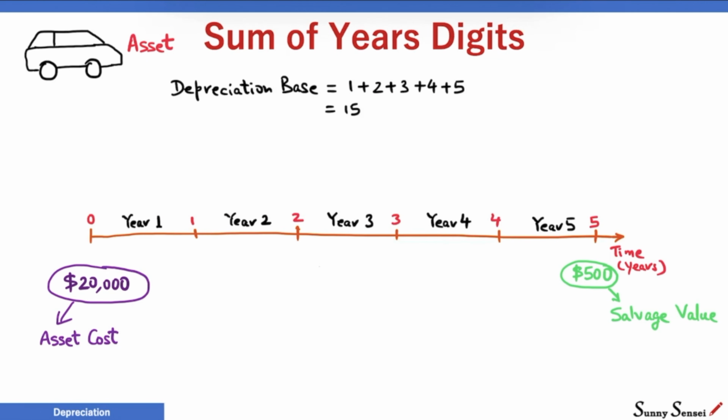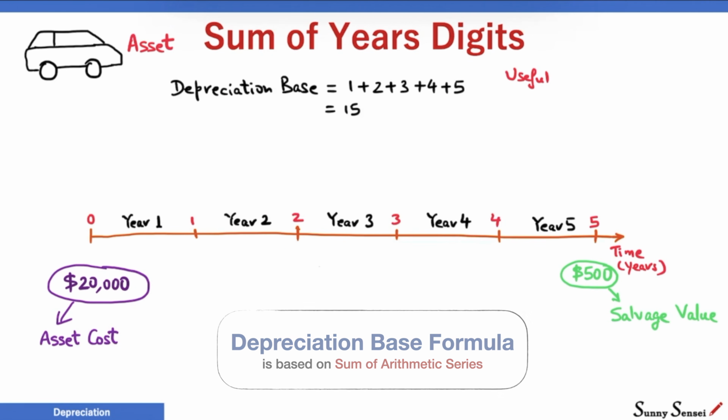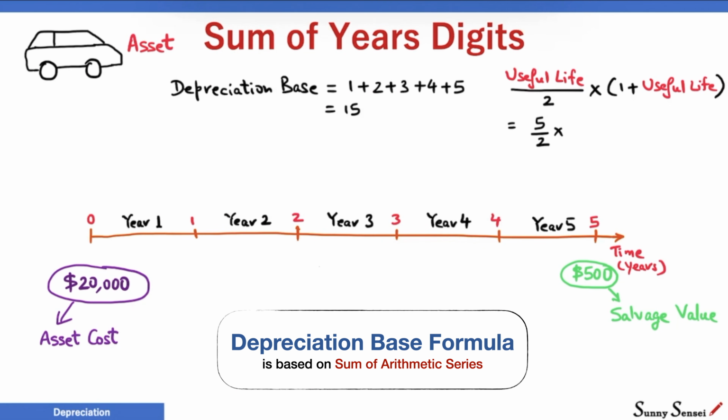What happens if the useful life of the asset is 10 years? We have to add a lot of numbers until we reach 10. There is an easier way to add these numbers. Here is the formula. In this example, useful life is 5. 5 divided by 2 multiplied by 1 plus 5 gives us 15.